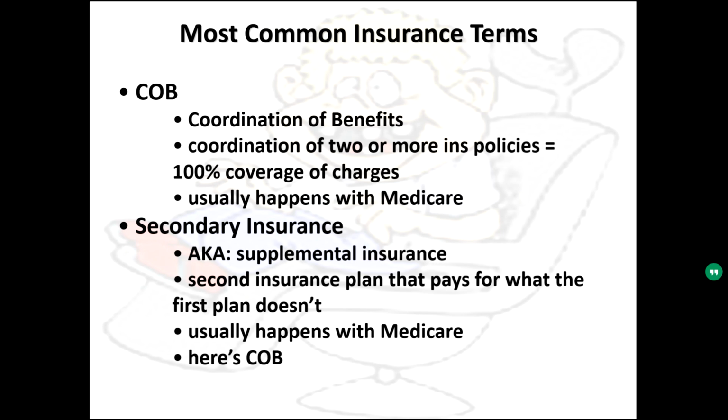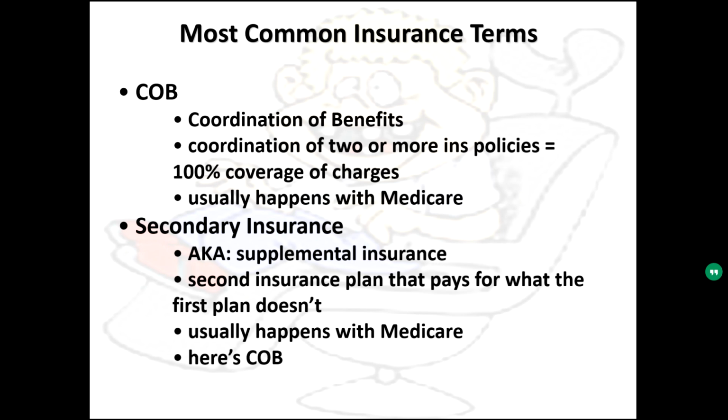Okay. A COB stands for Coordination of Benefits. So this is when you have two insurance companies working together in order to provide full coverage for a patient. This is the most common with Medicare. So patients who have Medicare, which is a government type of insurance, Medicare only covers 80% of what happens. So a visit, a hospital stay, whatever. The other 20% is usually left up to the patient.